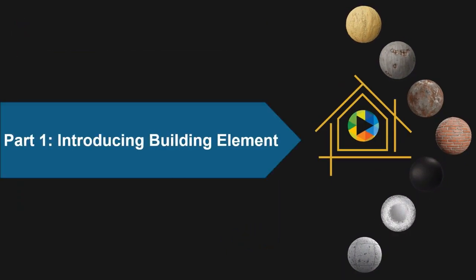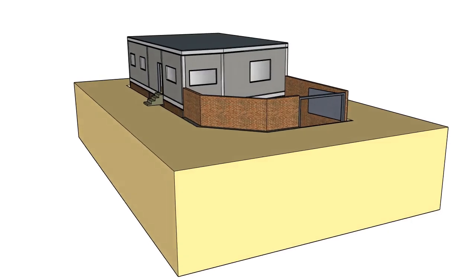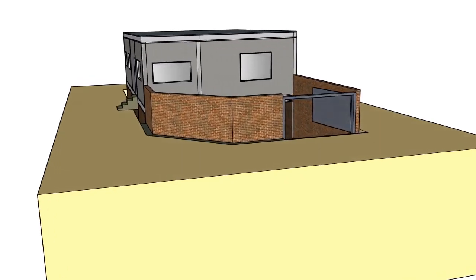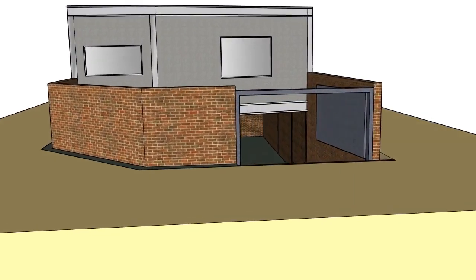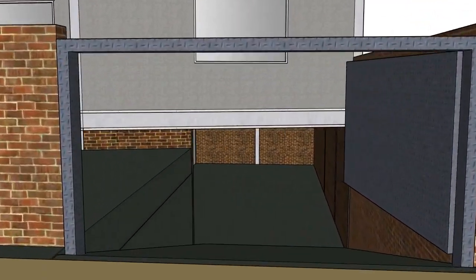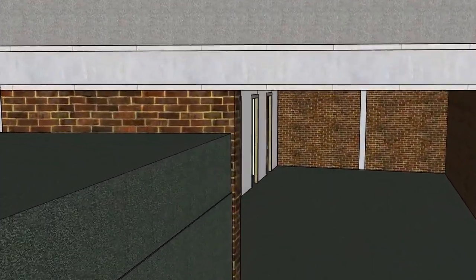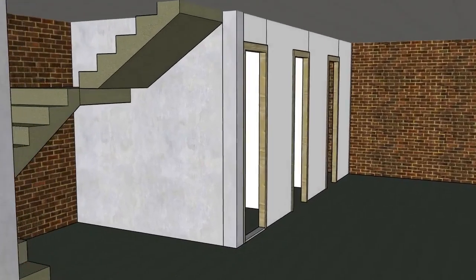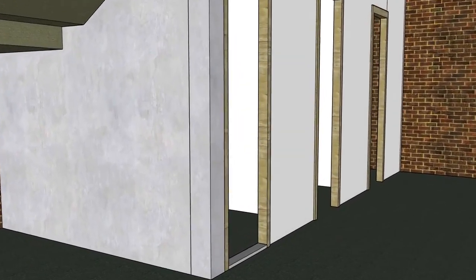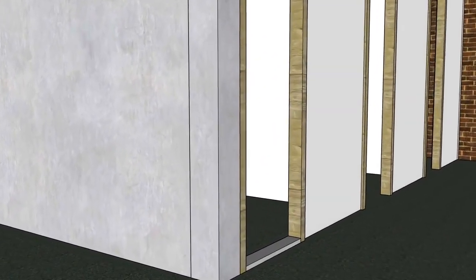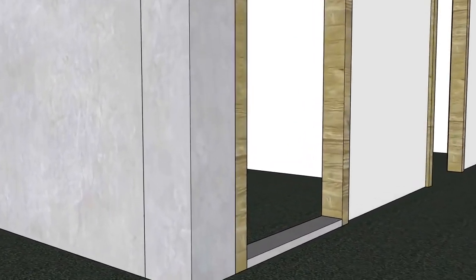Part 1. Introducing building element. To allow passage between interior and exterior spaces, a door needs to be installed and implemented. In some doors, a threshold is implemented to prevent moisture from escaping, insects from passing through, or noise and air exchange.